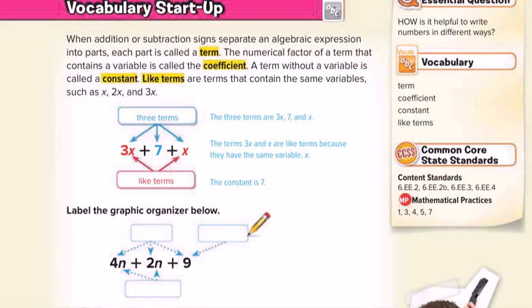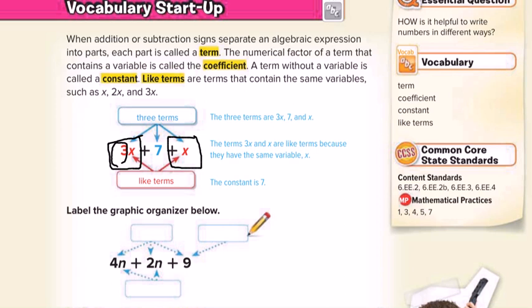Then our next key vocabulary word says the numerical factor of a term that contains a variable is called the coefficient. So this only applies to terms that contain a variable, like 3x or x. And the number that comes before the variable is the coefficient. So in 3x, my coefficient is 3. In x, you may look at that and think it doesn't have a coefficient. But it does. There's a coefficient there that's understood.